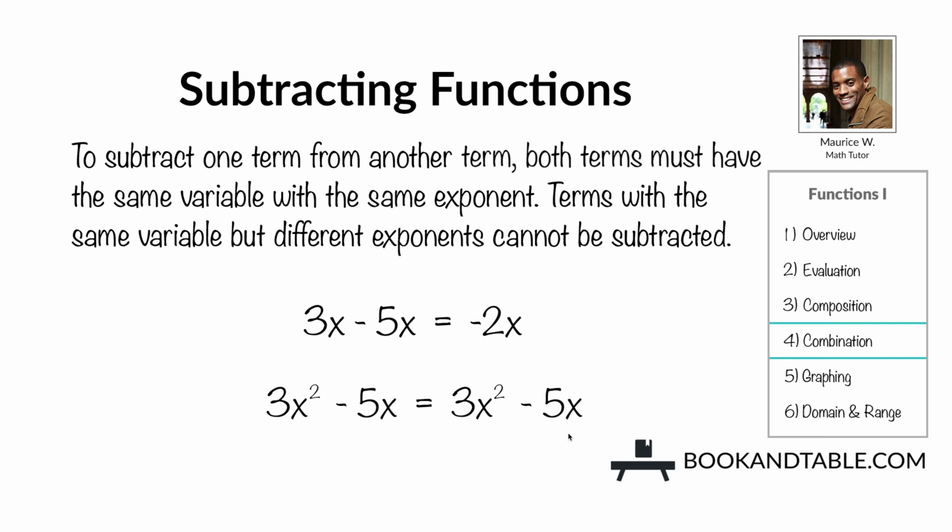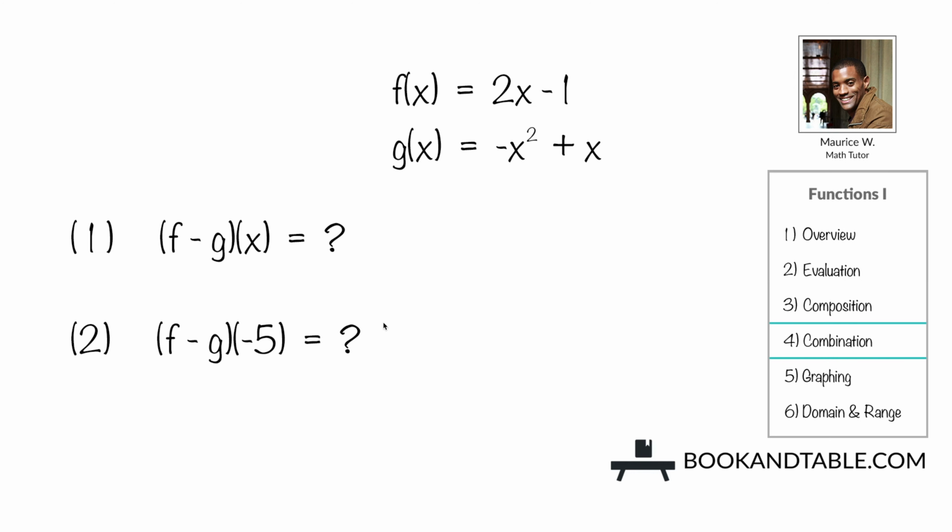So just like addition, subtraction works the same way. The exponents need to be the same in order to combine the terms. So let's take a look at an example together. f of x is equal to 2x minus 1, and g of x is equal to negative x squared plus x. Question number 1, what is f minus g of x equal to? And question number 2, what is f minus g of negative 5 equal to? So we'll take a look at subtracting exponents using an expression, and then we'll take a look at subtracting exponents using numbers.